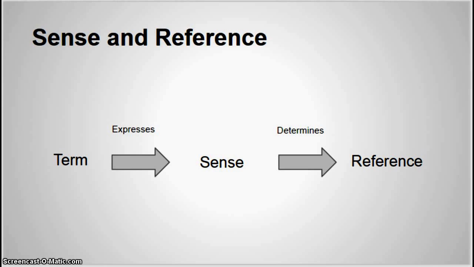So Frege's theory of sense and reference basically looks like this. The idea is that there's a term, it expresses a sense, and that sense determines a reference. And this complex relation here is what's going on when we say that a term refers to an object or something like that. So we will go over this in much more detail tomorrow, and I'm sure Professor Salmon will go over it again in class.